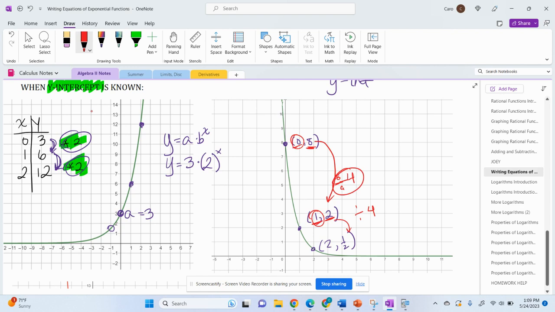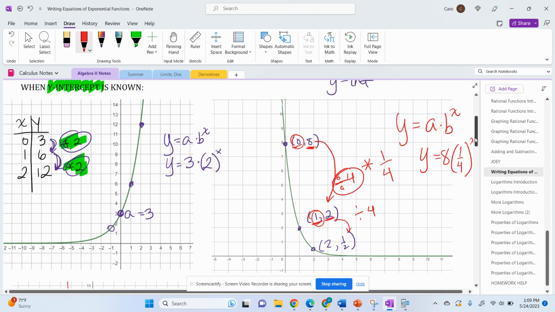But you don't want to think what you necessarily divide by. You want to think what you multiply by. So dividing by 4 is the same as multiplying by 1/4. So when you write this out, a times b to the x, your y-intercept is 8. B, what you multiply by to go from y value to y value, is 1/4, to the x value.